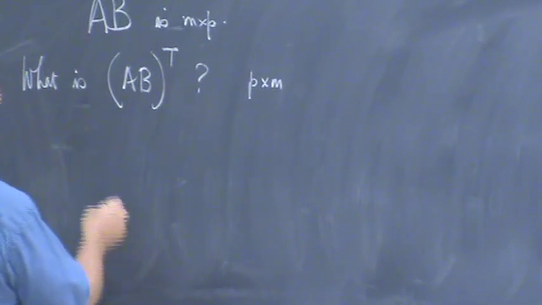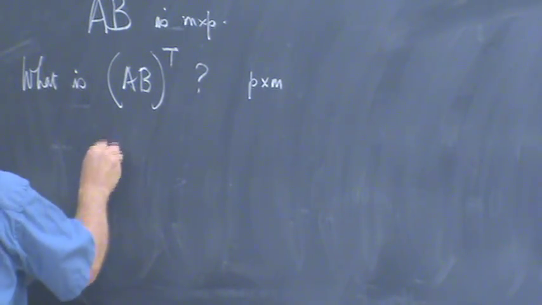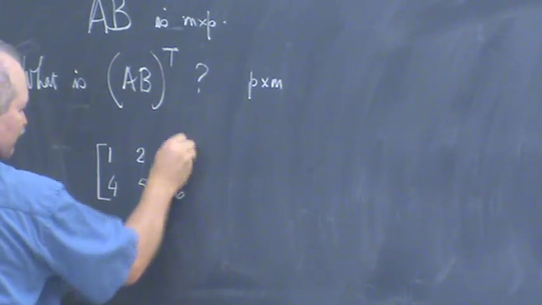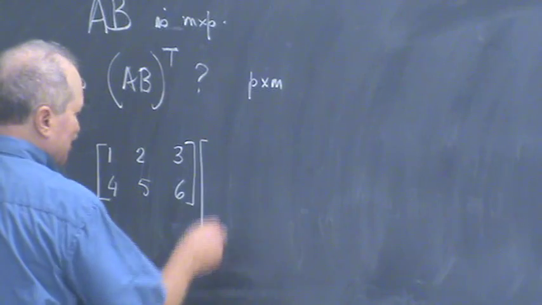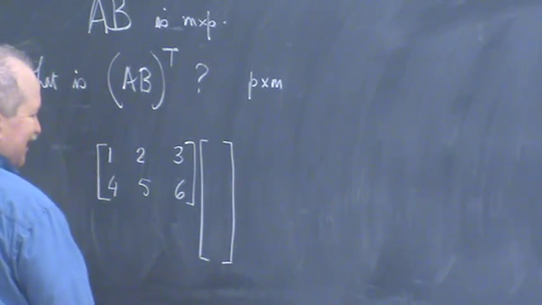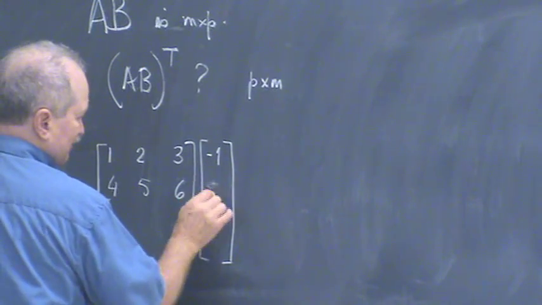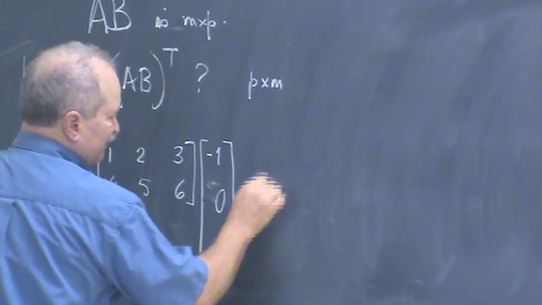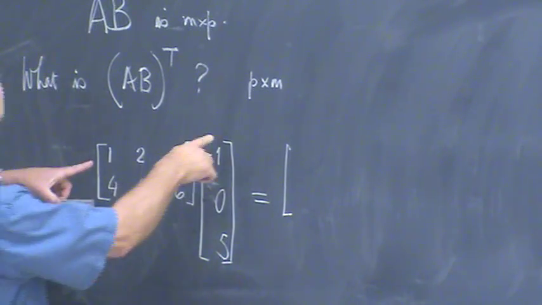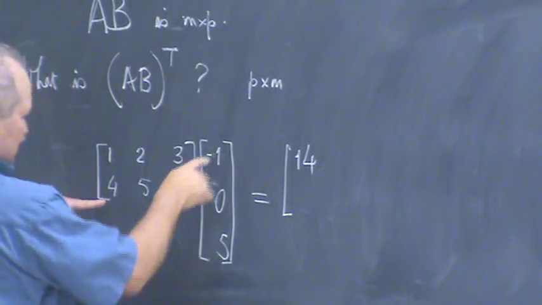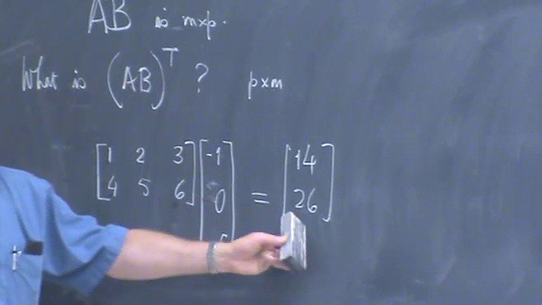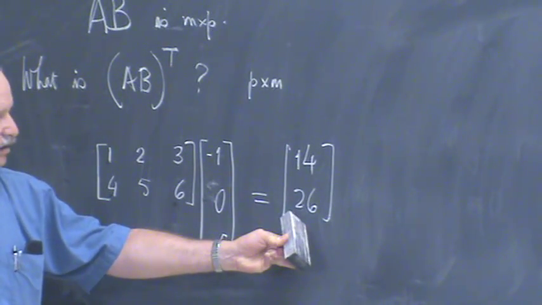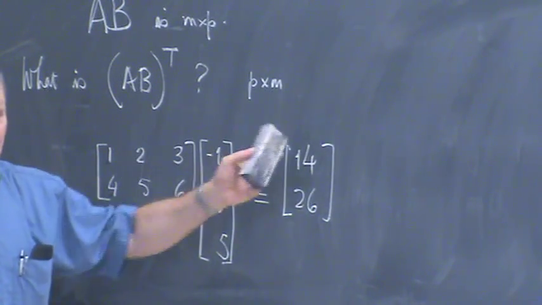Yeah. So let's do a simple case. Let's do a 2 by 3 by a 3 by... well, 3 by 4... Oh, I don't want to do that much. Let's just do a 3 by 1. Okay. So I would get a 2 by 1. And it would look like this, I hope. If I transposed this, yes, 14, it would be a row with 14 and 26.